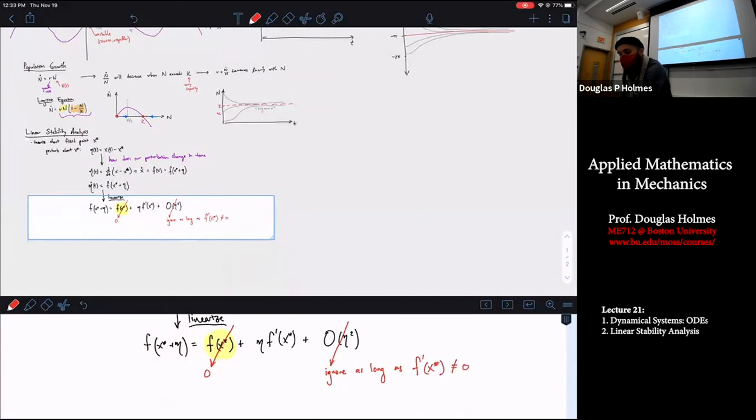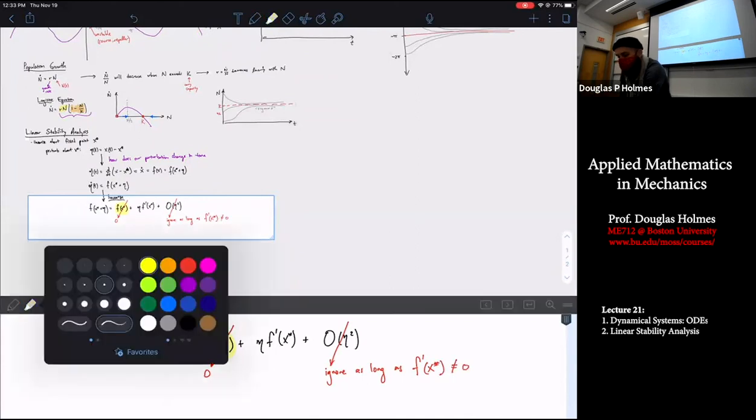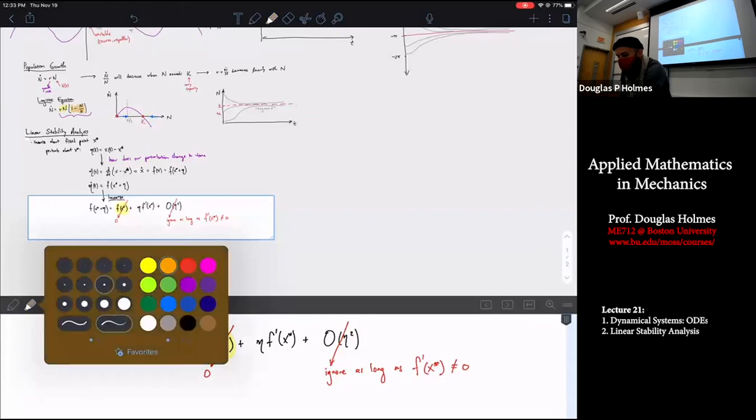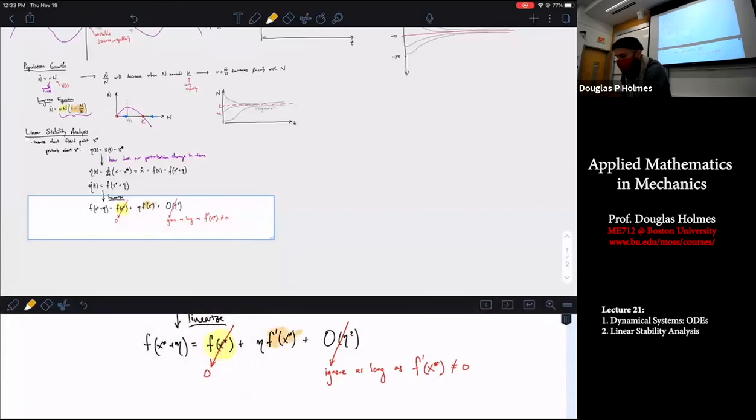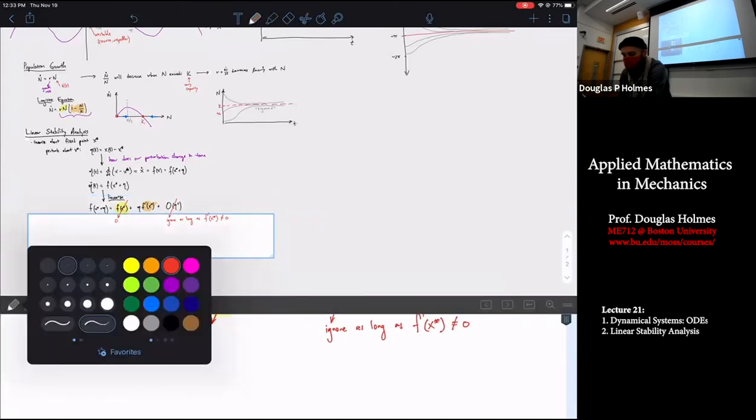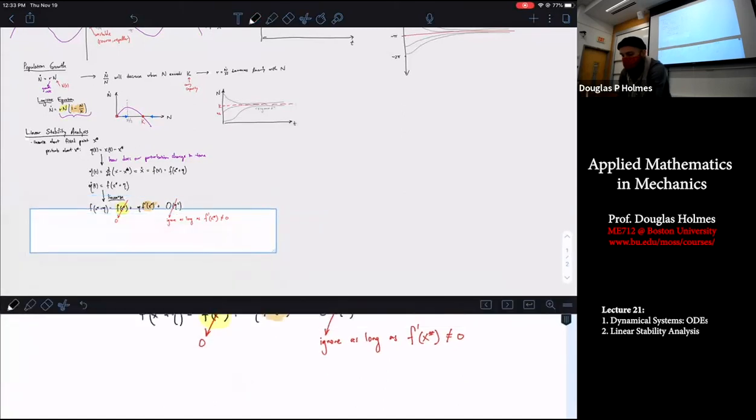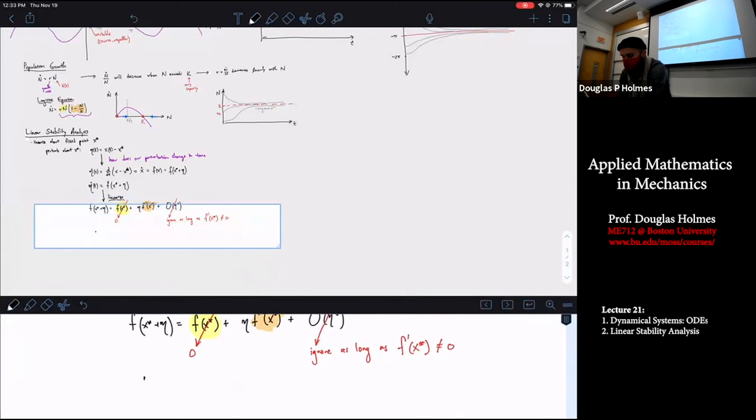As long as that derivative term here is not equal to 0, then we could ignore all these higher order terms. So what we're left with is an equation that says eta dot is equal to eta f prime of x star.